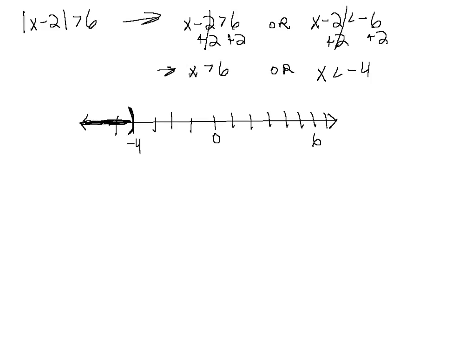Now we want all the values that are greater than 6, not including 6. So we'll put a parentheses at 6 to exclude it, and just shade to the right to give us all the values that are greater than 6. All right, let's take a look at another one.